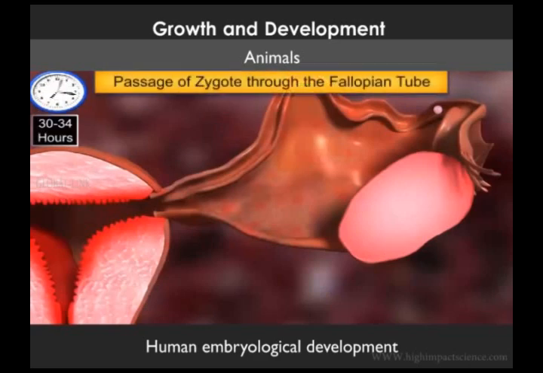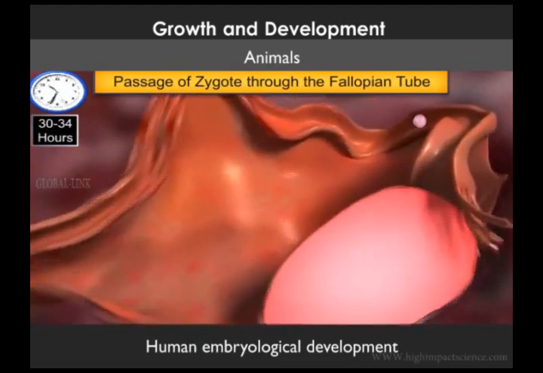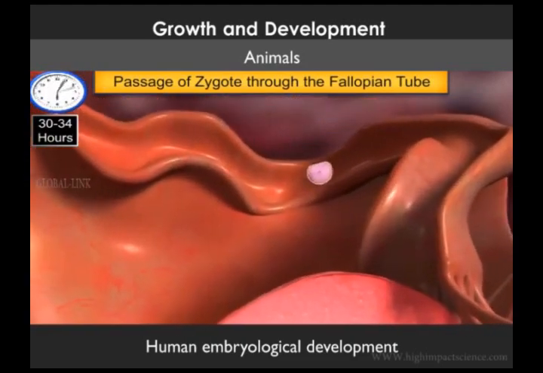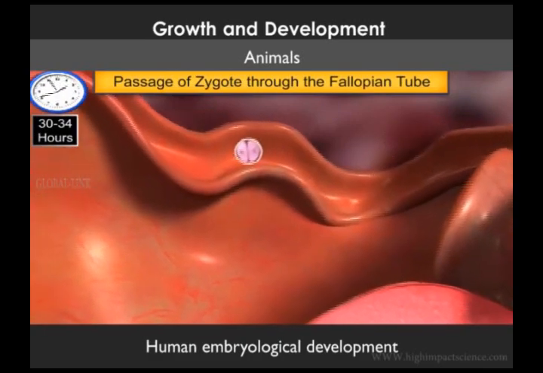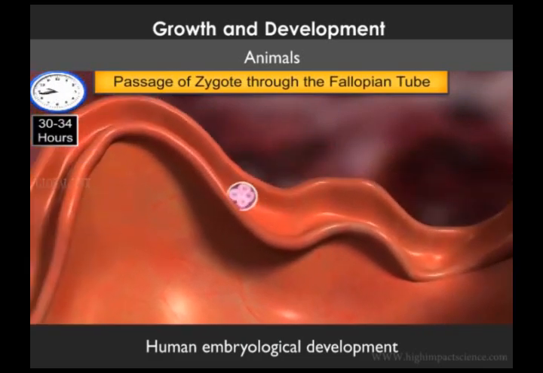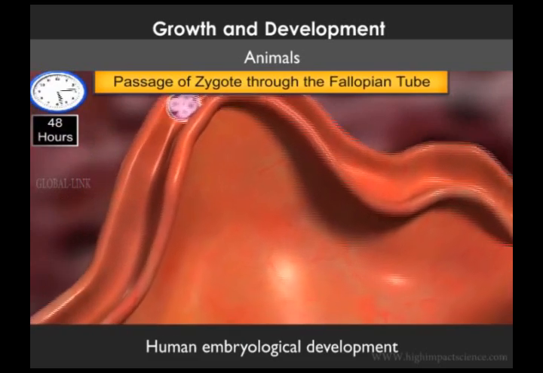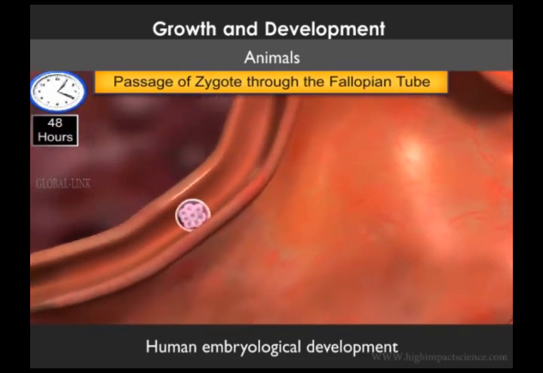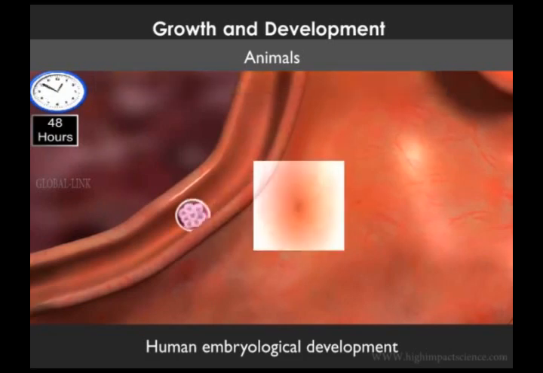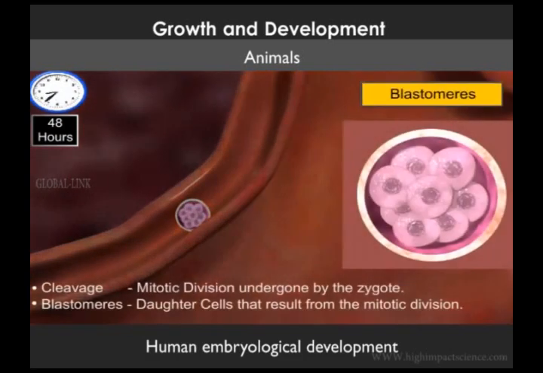A little more than a day after its formation, the zygote starts moving down the fallopian tube. During this movement, the zygote also undergoes mitotic divisions without increasing in size, but the number of cells doubles with each division. This division is termed as cleavage, and the resultant daughter cells are called blastomeres.